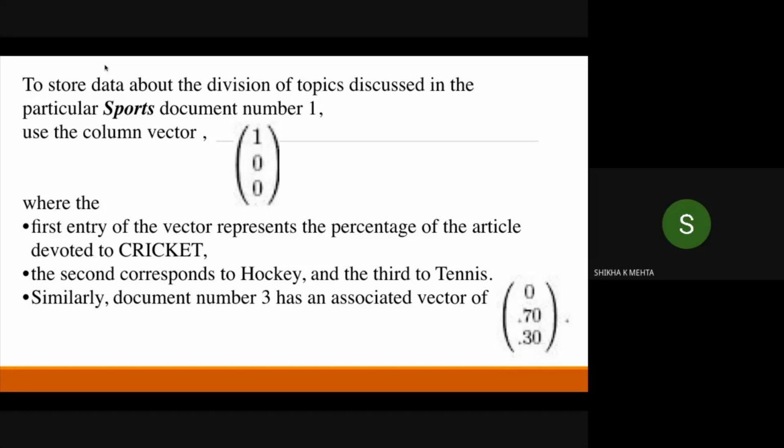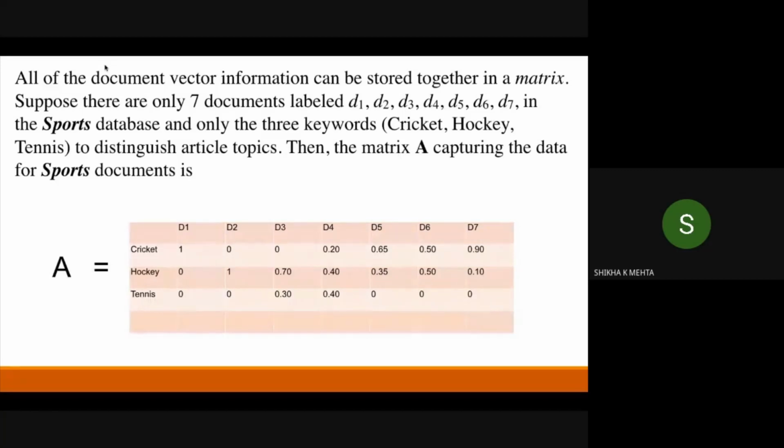0 means this particular term is not there at all in that particular document, and this ratio, as we have seen, is 70% and 30% in the third column vector. So in the third document we have 70% hockey and 30% tennis. So this is how we are representing the data. We have understood how we are representing the data when we have three documents.